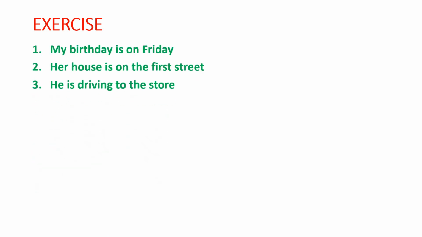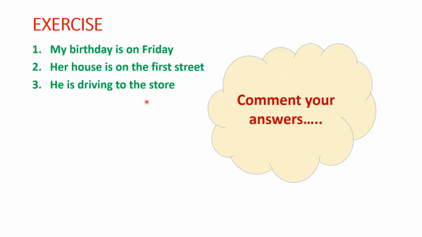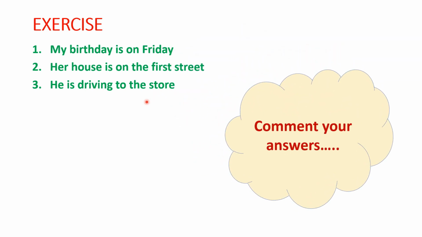And this is the exercise for you. Please try to understand the sentences and figure out what type of preposition each one is, and comment down your answers. I'm reading the sentences. My birthday is on Friday. Her house is on the first street. He is driving to the store. So please try to understand what type of preposition each one has and please comment your answers.